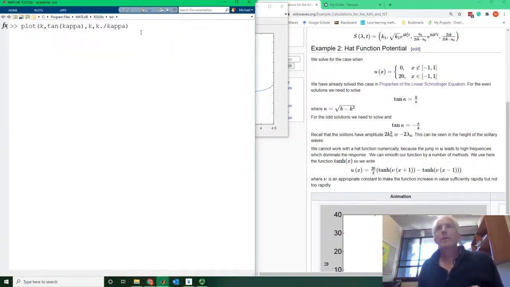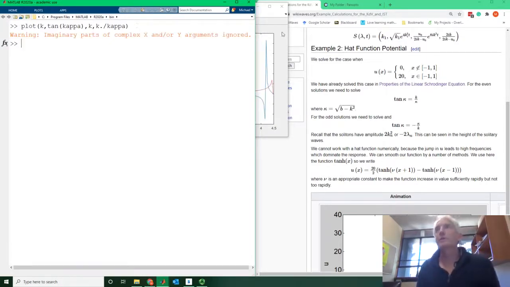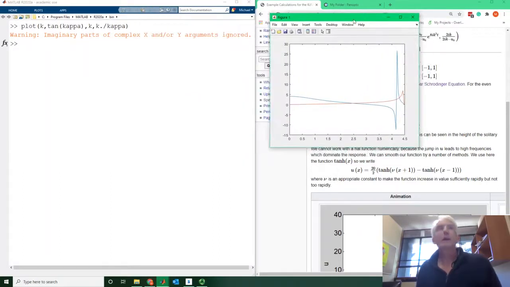Okay, so let's plot this up here. We're trying to solve tan kappa equals k over kappa, so we're plotting tan kappa and k divided by kappa. You can do this a lot better than I'm going to do it. I'm just going to do this very roughly for you. Okay, so we get two solutions. You've got to be slightly careful here because this vertical line here is just the tan crossing, you know, the asymptote.